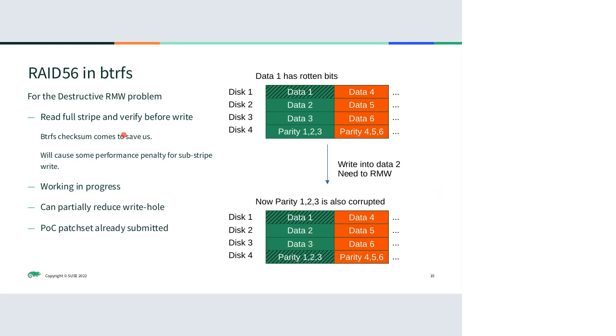But there is something specific to Btrfs. If it's data with a checksum, if data one to data three are also Btrfs data, they may have data checksums. In that case, if we are writing data two, we can read data one, we can read data three, but we also can read the checksum for data one and the checksum for data three, and we check if they match. And we find out that data three is okay. That's great, but data one is not.